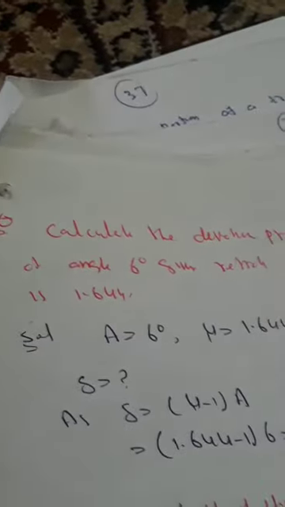If you take a numerical here, this is a small numerical that is sometimes asked. Here I will take two numericals. Calculate the deviation produced by a prism of angle 6 degree. It is a small angular prism, and the refractive index of the material of the prism is given. We have to calculate the deviation.